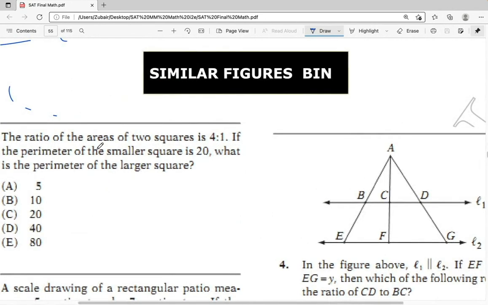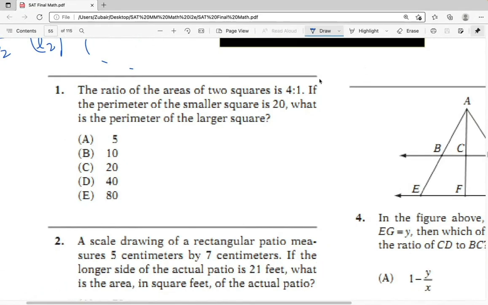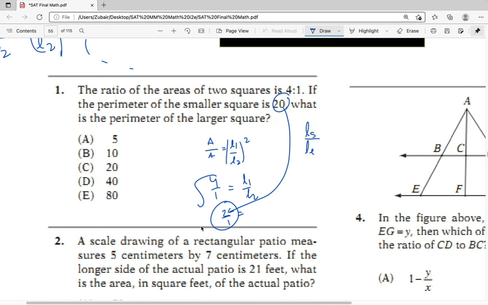Look at question number 1. The ratio of areas of two squares is 4:1. So we already did that, area and length are in this ratio. Some used to write L1, L2, some used to write length of small, length of large, like this, so whole squared. Now area is given 4:1, so we need to do the square root, and this is 2:1. If the perimeter of the smaller square is 20, what is the perimeter of the larger square? I can see the ratio is 1:2, so 40, yes. The only mistake would be not taking the square root.